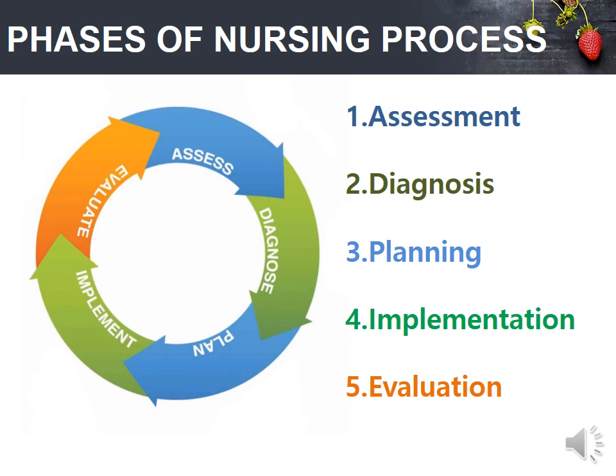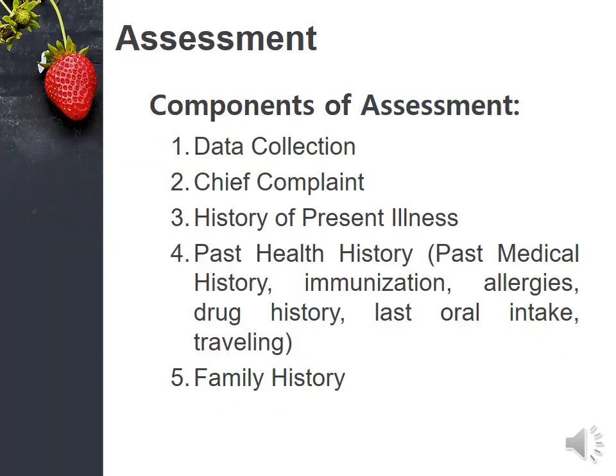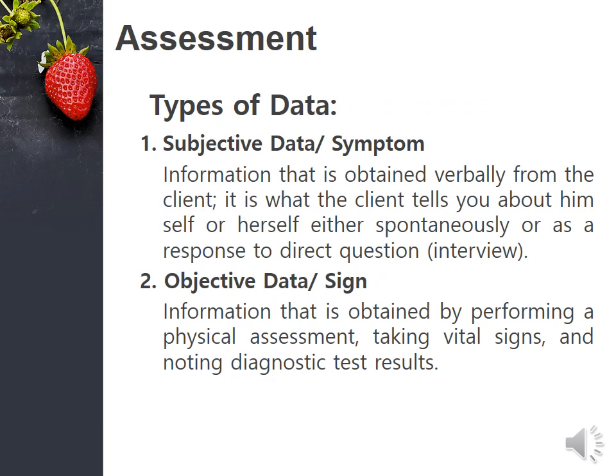There are 5 phases of nursing process: assessment, diagnosis, planning, implementation, and evaluation. Assessment. The components of assessment are data collection, chief complaint, history of present illness, past health history, and family history. Types of data. We have 2 types of data in the assessment: subjective data or symptom, and objective data or sign.